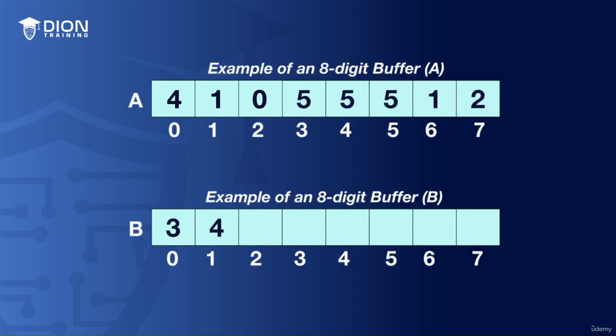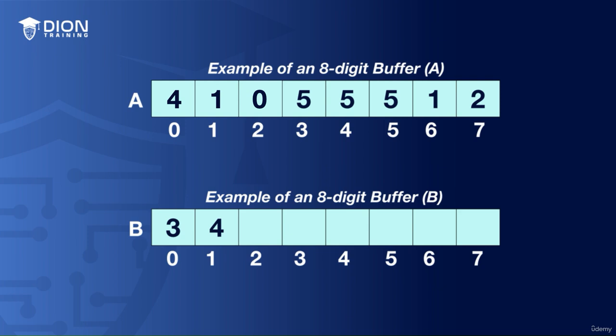So our contact list application tries to store this 10-digit number inside of an 8-digit buffer. But the last 2 digits are going to overflow out of buffer A and go into buffer B. That is exactly what happens with a buffer overflow. Now, you may think, that's not such a big deal, Jason. Why is that a bad thing?